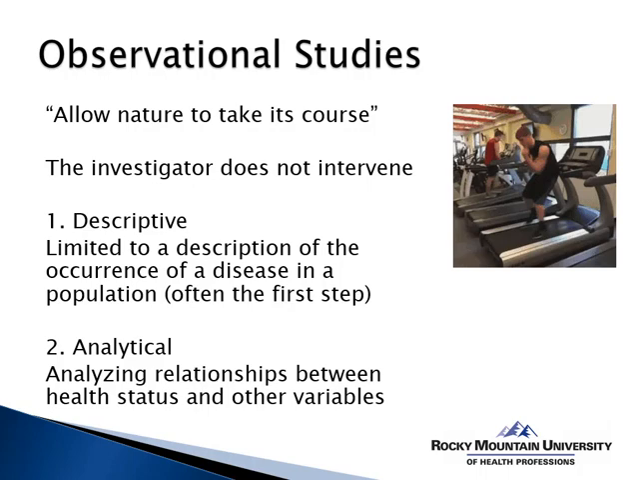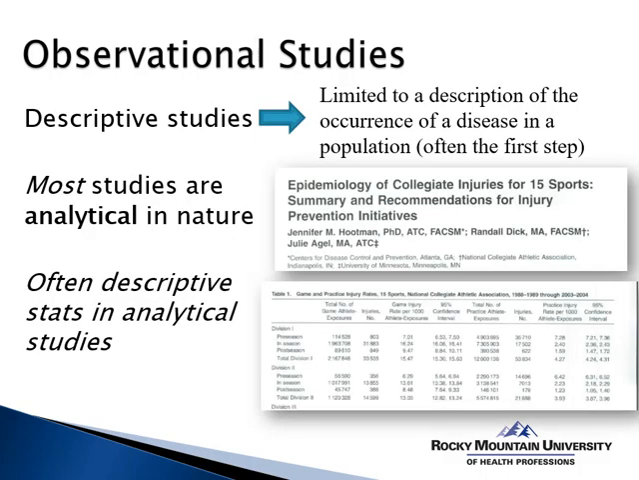Now, under observational studies, if we are following along with the textbook, we're going to be looking at things that are descriptive in nature or analytical. Descriptive is basically describing the occurrence of the disease in a population, and it's often the first step. Analytical is analyzing relationships between health status and other variables. Descriptive studies, again, are limited to the description of the occurrence of disease in a population. Most studies, though, are analytical and often include descriptive stats.